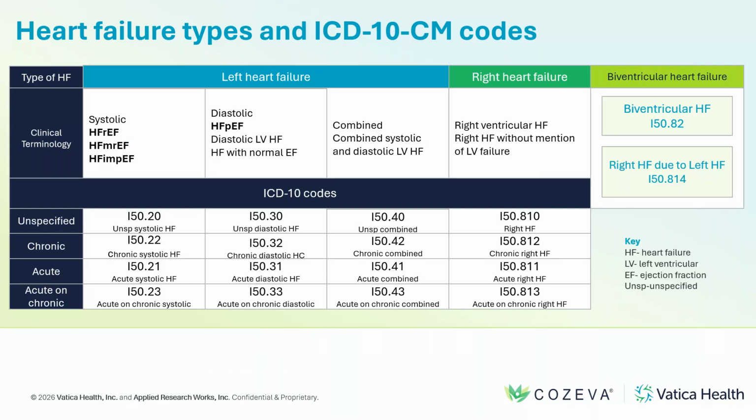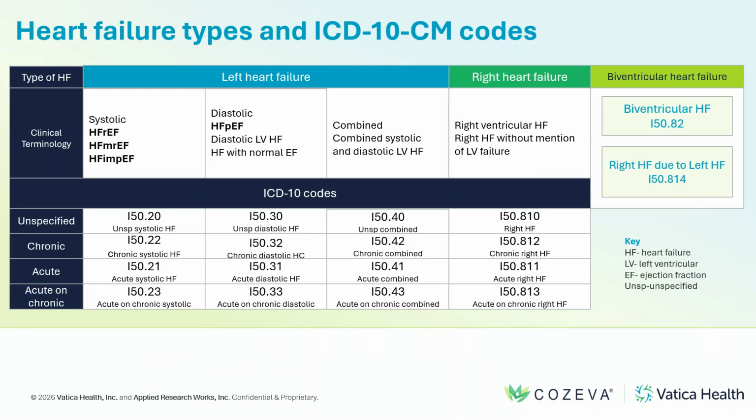So one of the first things you'll notice is ICD-10 codes for left-sided heart failure are not specifically labeled as left, while the right-sided heart failure is. So if the code doesn't specify right heart failure, it's probably referring to left heart failure, and the exception is biventricular. For each type of heart failure, so left-sided HFrEF, diastolic HFpEF, combined, and right ventricular failure, there's a separate code for unspecified, chronic, acute, and acute on chronic heart failure.